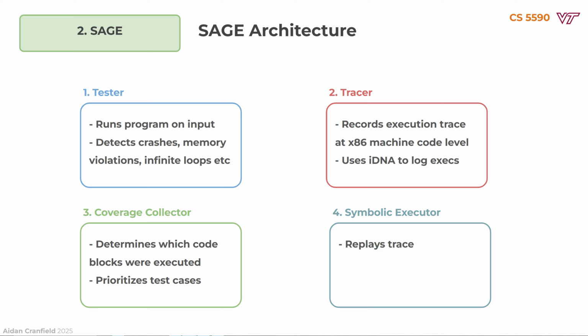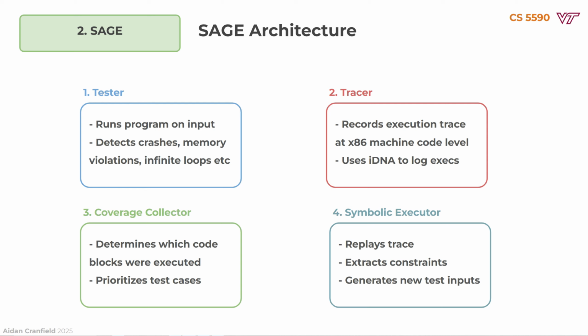And then lastly, in phase 4, it replays the trace and it tracks the symbolic values for these independent operations. And then it extracts constraints on symbolic inputs, and then it uses a constraint solver to generate new test inputs.